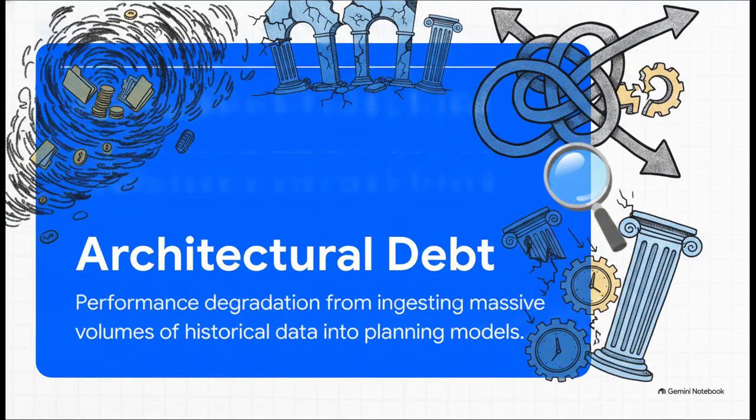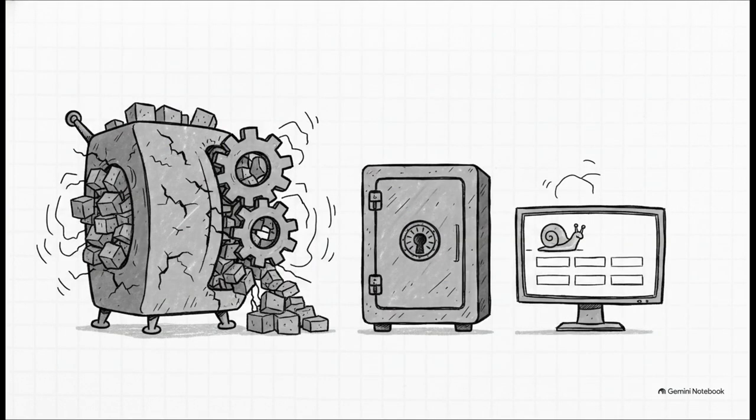So, what exactly do we mean by architectural debt? Simply put, it's the severe performance degradation that happens when you ingest massive volumes of historical, transactional line items directly into in-memory planning models. When you treat a highly specialized, multidimensional planning tool as if it's a giant data warehouse, you create this debt, and it fundamentally breaks your planning agility. SAC planning models rely on super-fast in-memory processing. When you flood that memory with completely unnecessary historical minutia, you're not doing rigorous planning anymore, you're literally just creating a massive bottleneck.